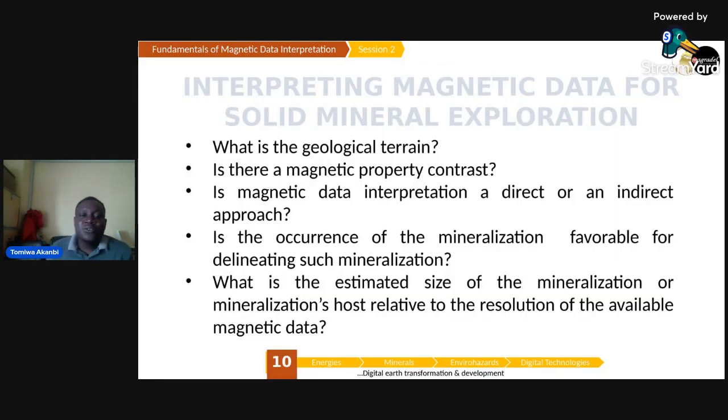All right, so when you want to interpret magnetic data for solid minerals, what are the things that need to be considered? Like I mentioned earlier, it's not every project that requires magnetic data interpretation. For some, magnetic data interpretation is not useful at all. So you need to first understand the factors that come into play before you make a decision whether magnetic data interpretation is for you or not. So the first thing you need to understand is the geological terrain. Are you working with a sedimentary terrain?